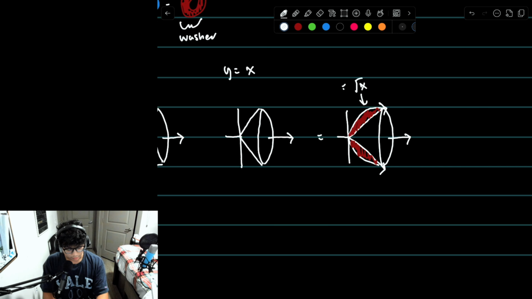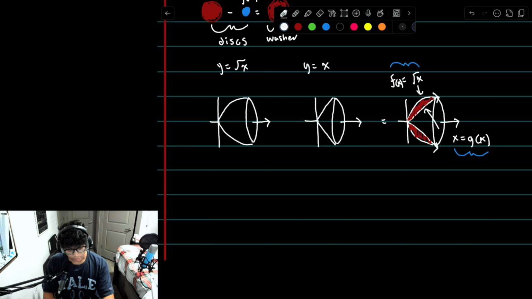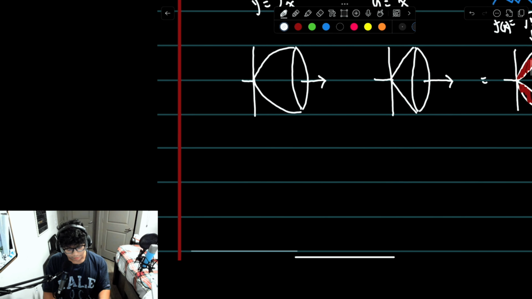equation. So let's set that as our f of x. And our inner is going to be our x equation. So let's set that equal to g of x. And now that we've determined that, let's finally find our bounds.